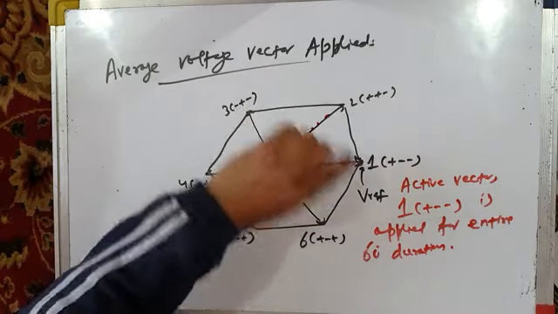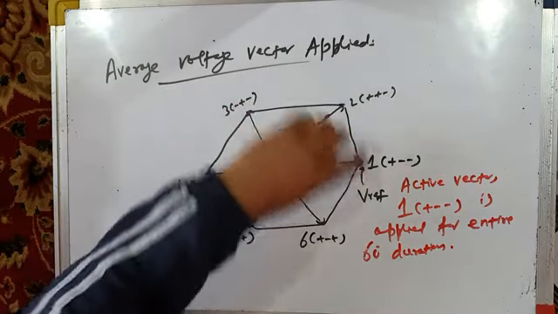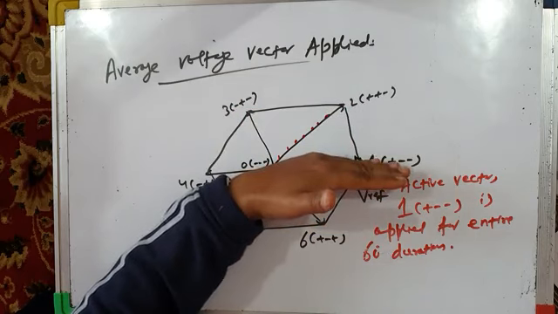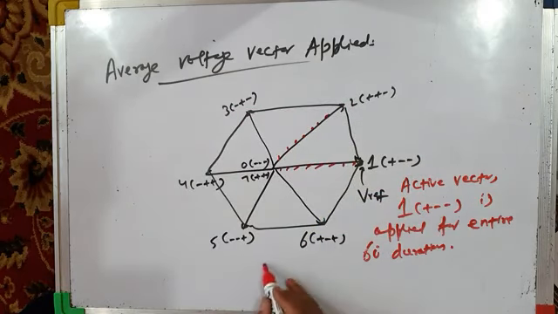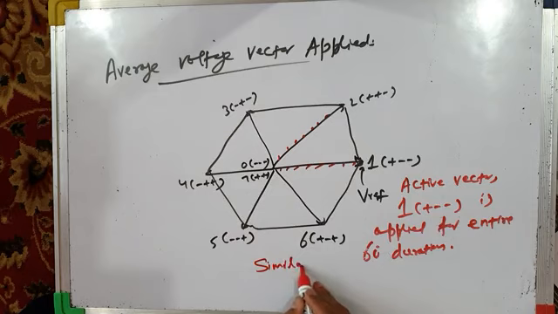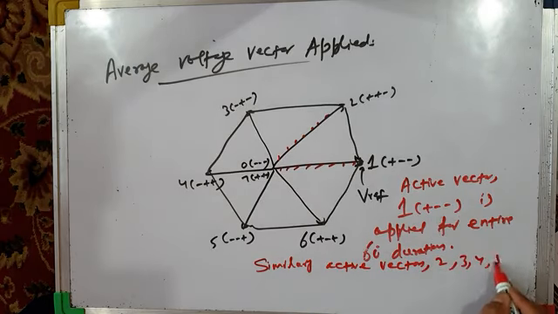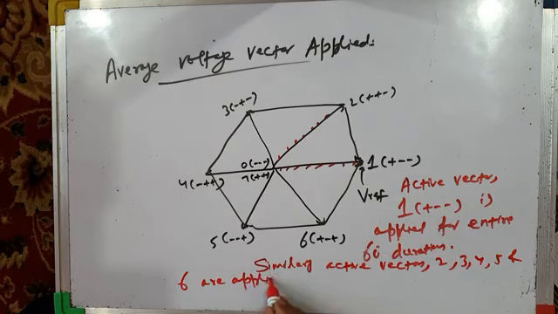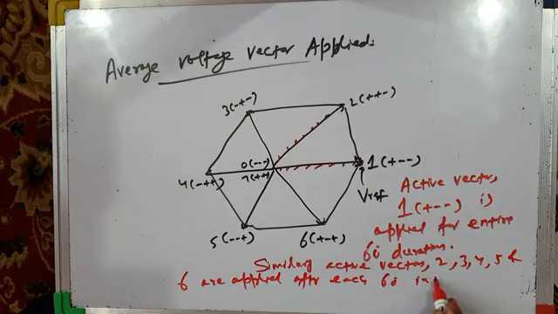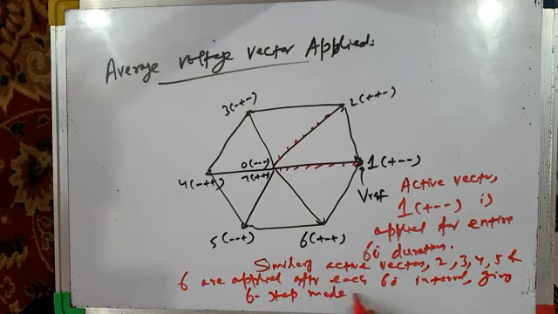So there is no switching between, no null vector is applied. There is no switching between 1 and 2. 1 is applied for 60 degrees. After 60 degrees, 2 is applied. So similarly, active vectors 2, 3, 4, 5 and 6 are applied after each 60 degree interval, giving 6-step mode or square wave mode of operation.